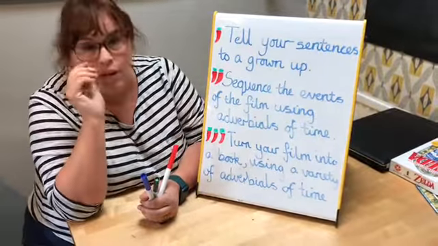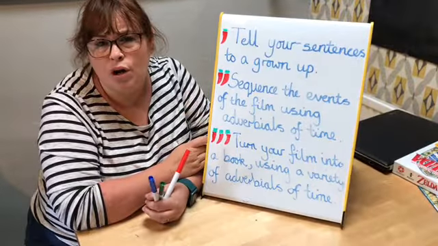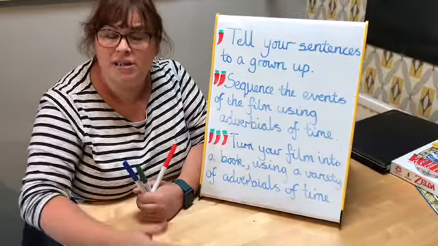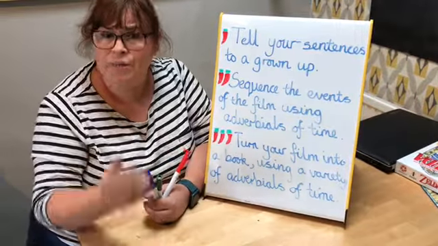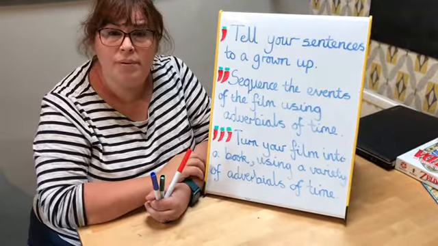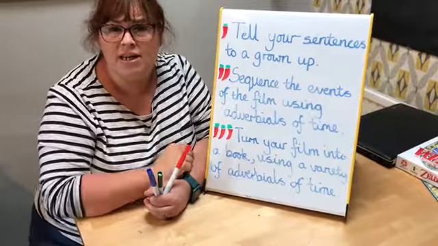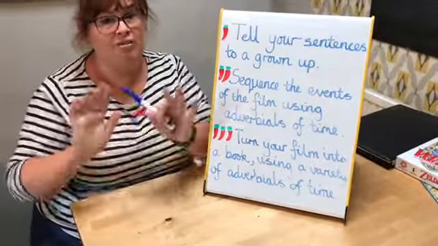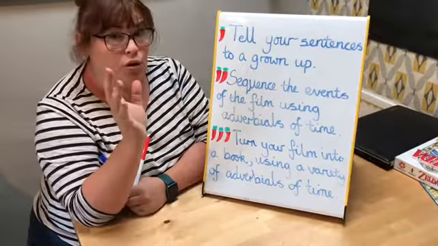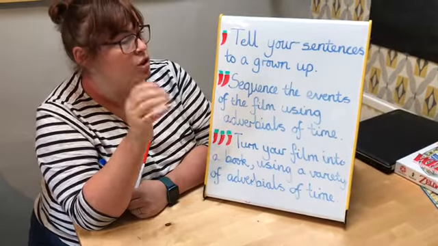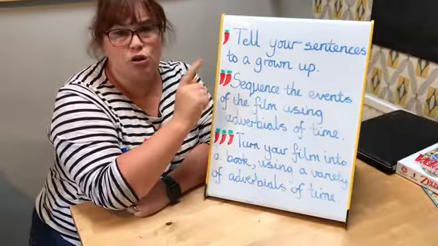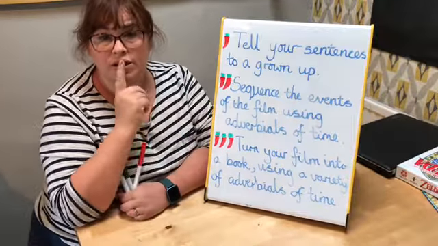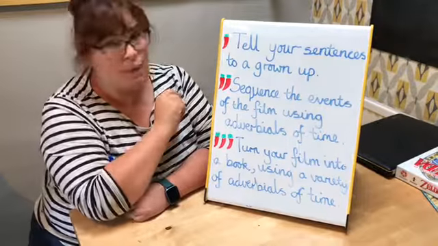So, chili 1, tell your sentences to a grown-up. So just think about what has happened, put them into the right order of events, sequence them, and use adverbials of time when you are speaking. So use that first, next, after that, finally. Use them all when you're speaking to your grown-up. It might be that this is your first stage. Remember, it is always a good idea to say your sentences out loud anyway.